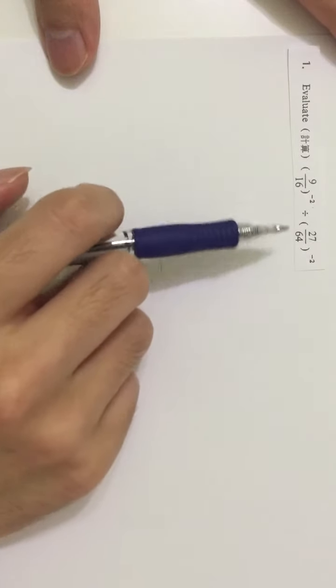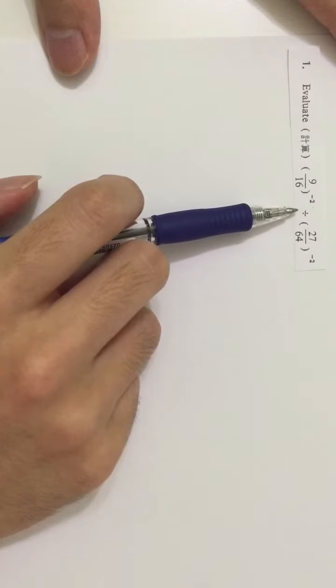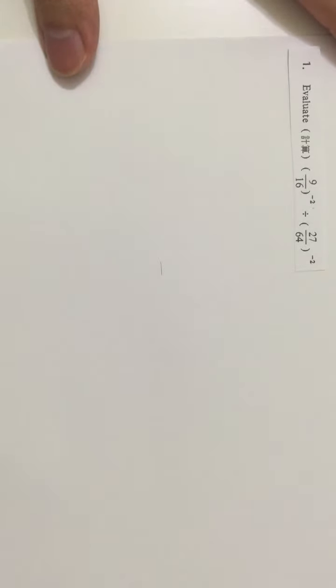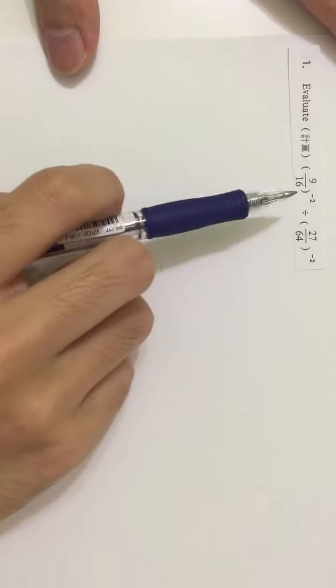Question 1. We will try to evaluate this question. This question involves two fractions, dividing, and some negative indices. We will deal with this problem one by one. Firstly, let's get rid of those negative indices.